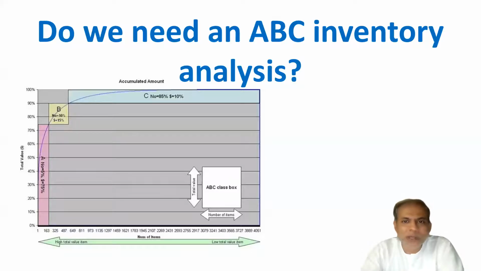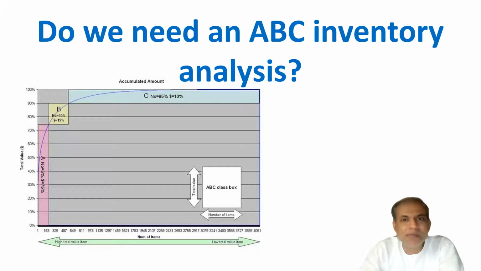The purpose of this video log is to ask a very simple question: do we still need this ABC inventory analysis? We classify material into three groups according to the value of usage. The high value items would be the A items. They would be tightly controlled, ordered in small quantities, monitored every day.